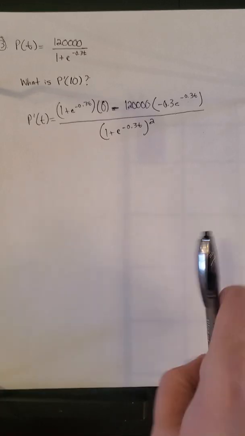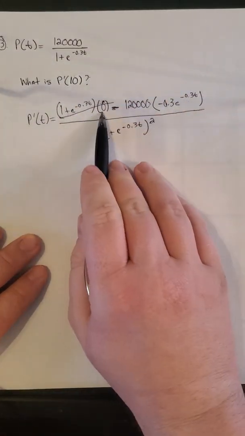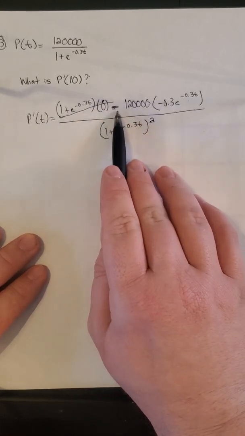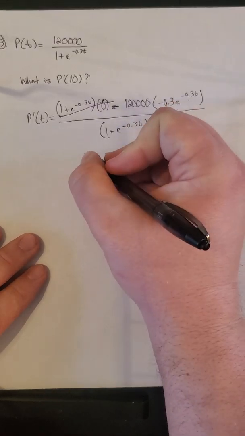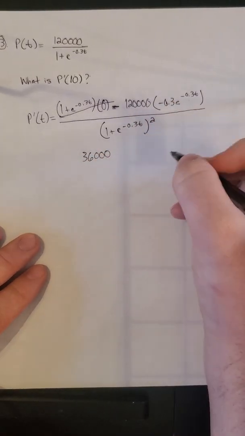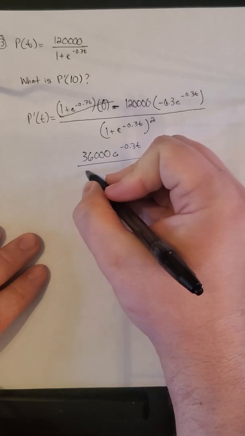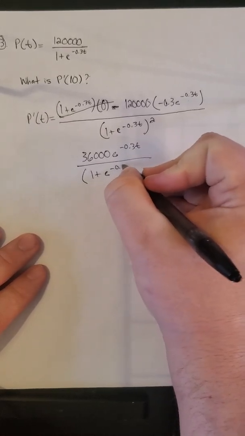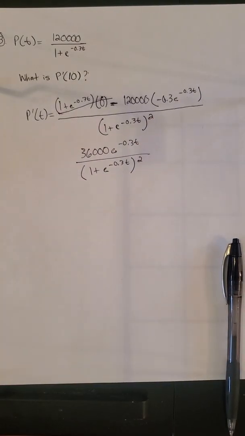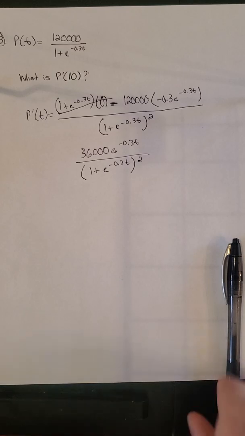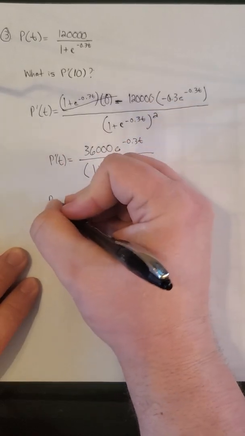Cleaning up, all this right here is going to go to 0. On this term, 0 times all this is 0. So I'm going to have a negative 120,000 times negative 0.3, that's a positive 36,000, times e to the negative 0.3t, all over the quantity 1 plus e to the negative 0.3t, all of that being squared. This is our P prime of t. So we're ready to find P prime of 10.